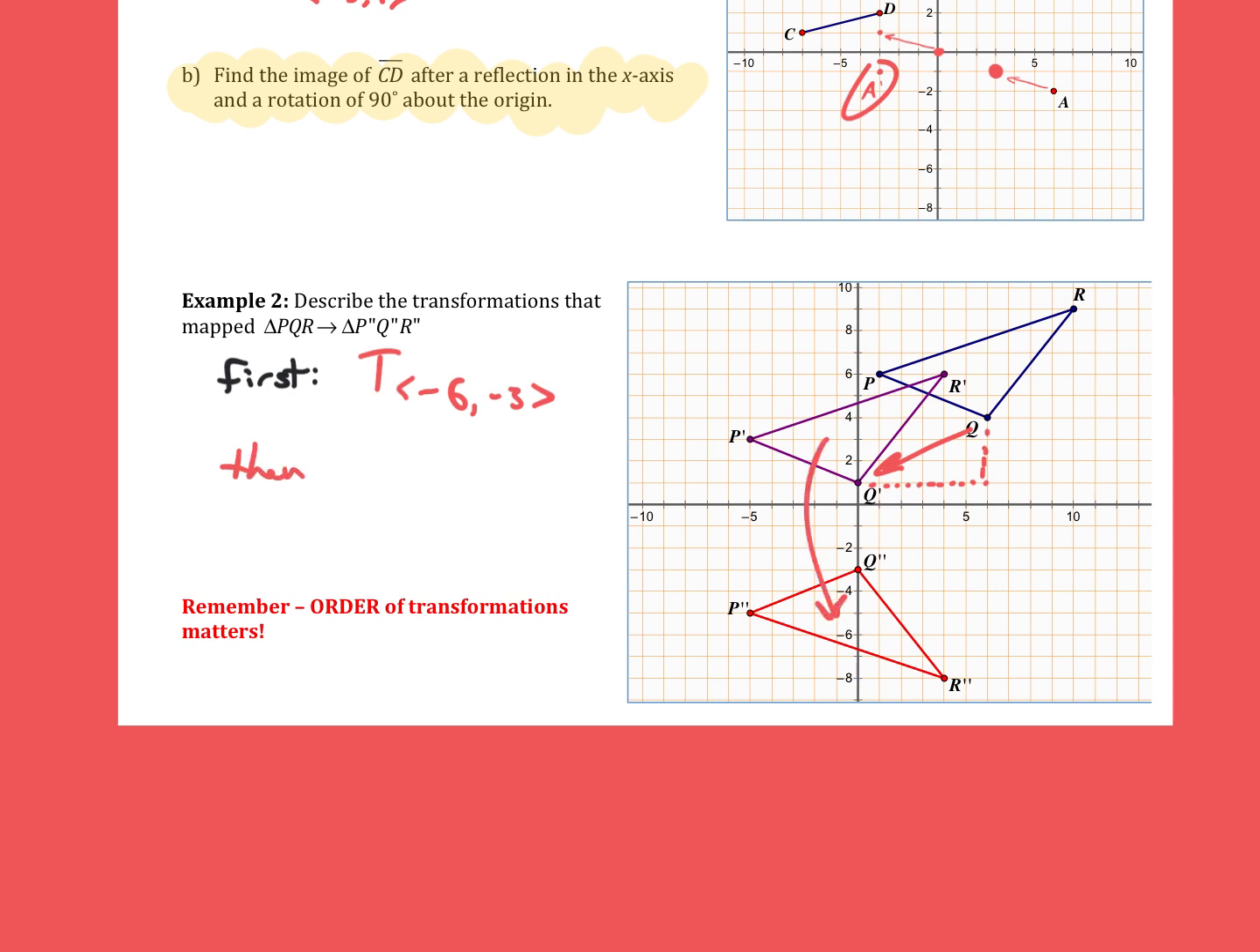Then, from here to here, it looks like this was a reflection. And again, we'll talk more in class about how you can identify quickly, oh, that's a translation, that's a reflection, that's a rotation. This is a reflection, and it's a reflection over this line right here. Again, hopefully that's pretty obvious to see. Reflect over the line y equals -1. Is that correct? Is that the line y equals -1? I think it is.